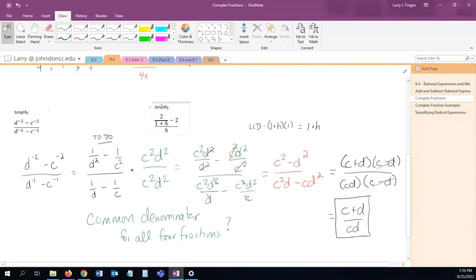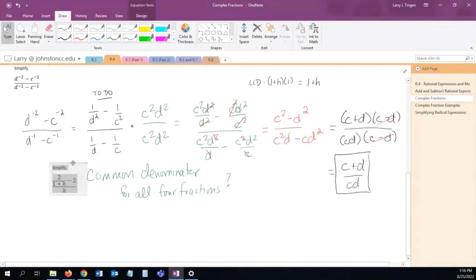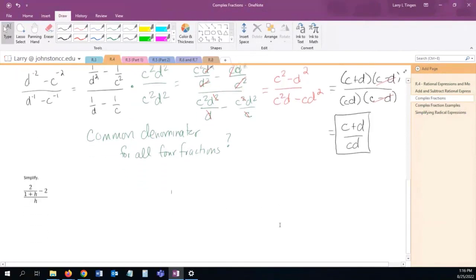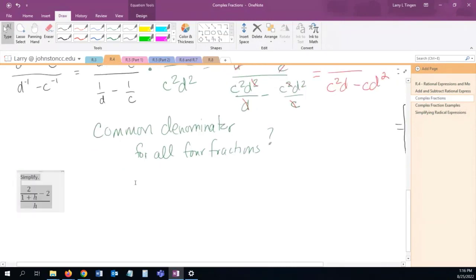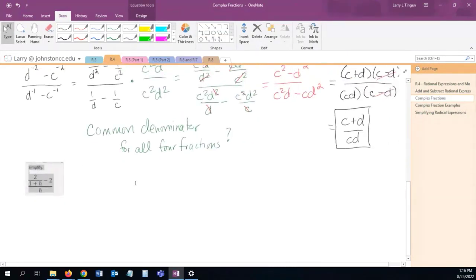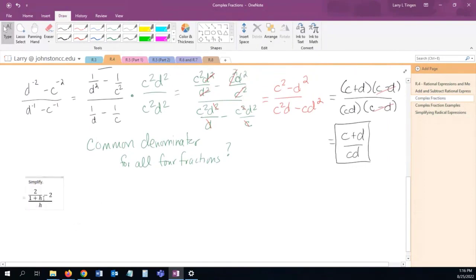And so let's move this down to the bottom. And let's get this last one out of the way. So I have, and if this is too small, tell me. Pop that out so you can see. I have another complex fraction. That 2 has 1 plus h in the denominator, and then all of that is minus 2, then the whole thing is divided by h.